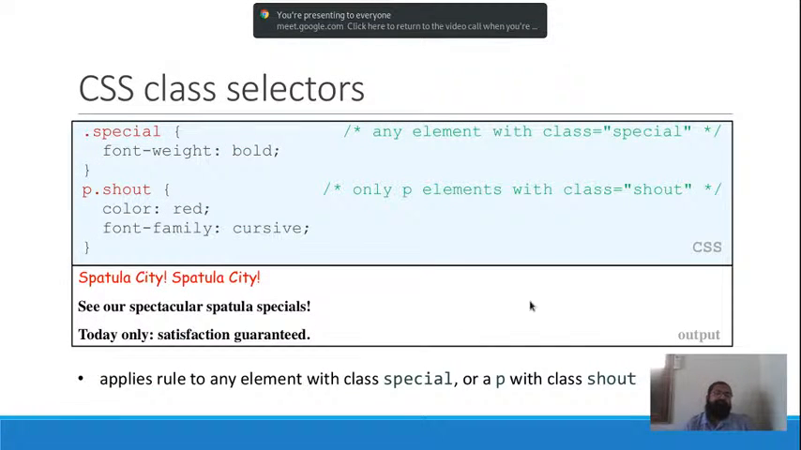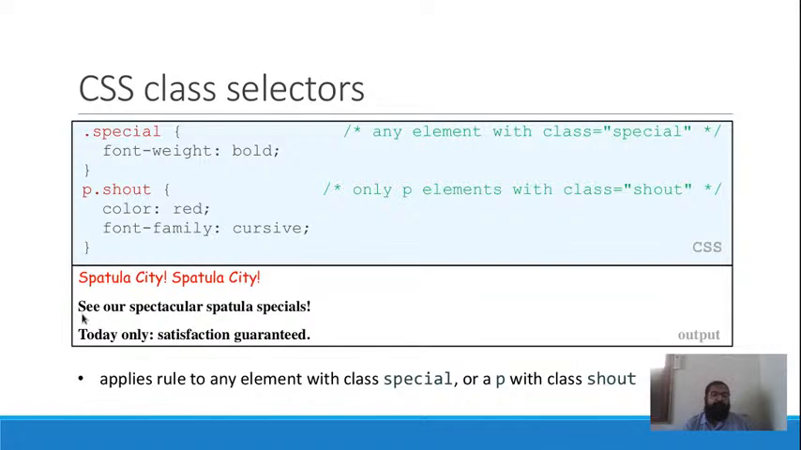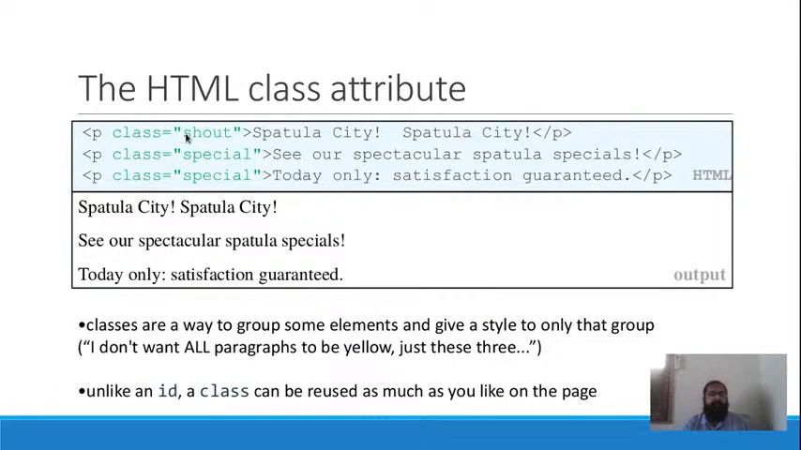Okay, so we have three p tags, one using the shout and the other two using the special. In the special one we have the font weight to be bold, and for the shout we have the font family to be cursive and color to be red, and it is used only with the p dot shout. But it is a p tag where we have used the shout with, so it will work.